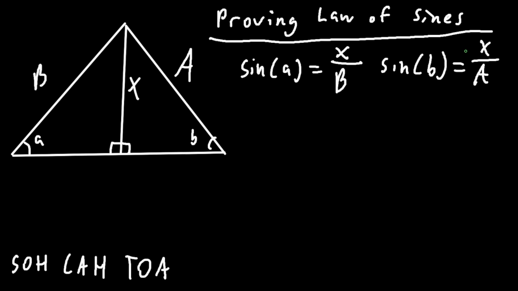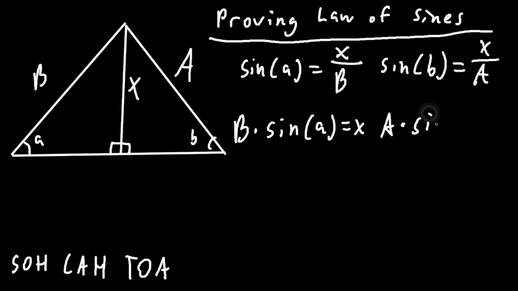So what I'm going to do is get both these x's by itself. For this equation, I'm going to multiply both sides by B. If I multiply this side by B, that's going to cancel out that B, but then I'll multiply the other side so it's still the same. So B times the sine of angle A is going to be equal to x. Now I'm going to do the same thing here, except I'm going to multiply both sides by A, just like that. That's going to end up like this: A times the sine of B is equal to x.